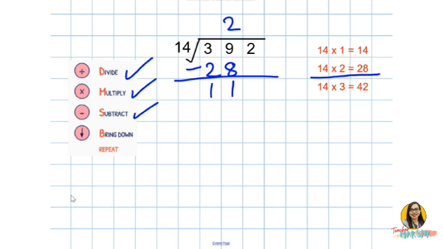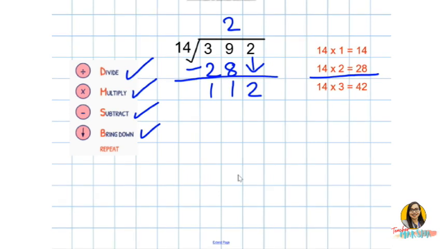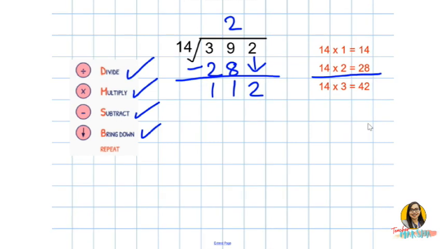The fourth step is B, or bring down. So we have to bring down 2 down here. So now we've got 112. And then we have to repeat again and go back to divide. So we will divide 112 by 14. Okay, so how many groups of 14 are there in 112? Since 112 is a bit of a bigger number, we can try to estimate and do trial and error and keep multiplying numbers to 14.